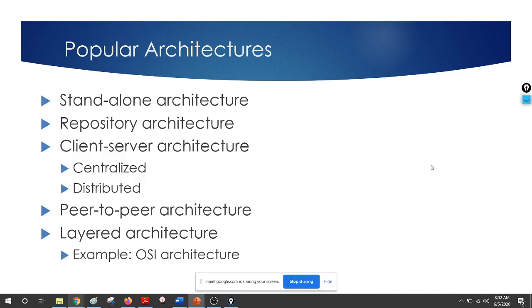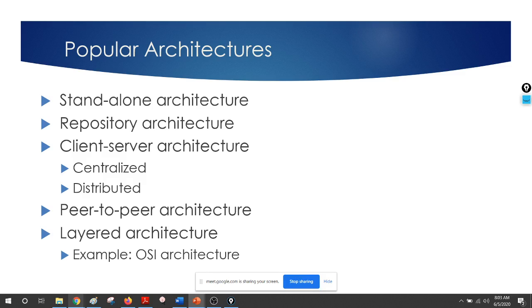Right. So there are some popular architectures. So you have to be aware of those architectures, then only you can use them. So what are the popular architectures? We have the standalone architecture, if you are not going to connect it to the network, that is the case in some cases. Then you have the repository architecture, client server architecture, centralized versus distributed, peer-to-peer architecture, layered architecture.